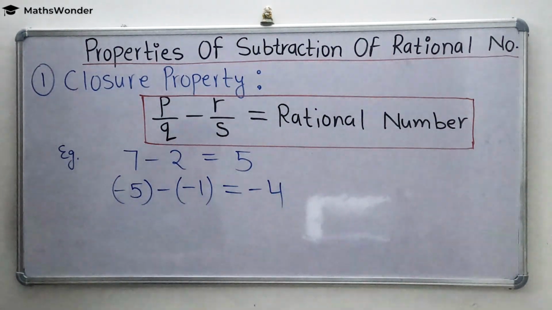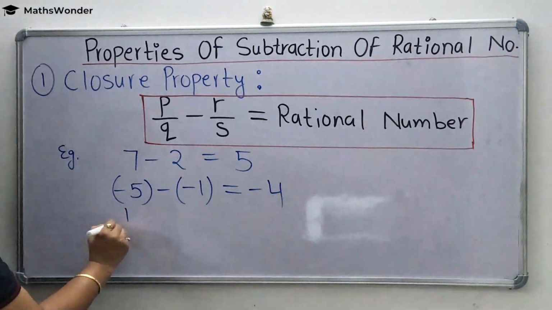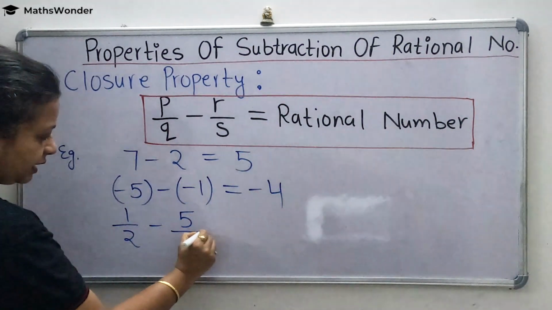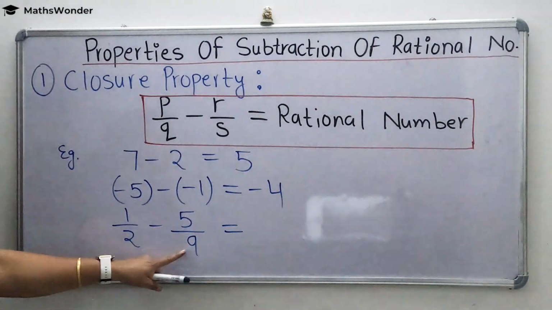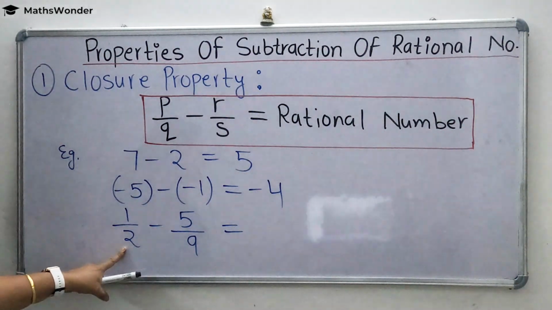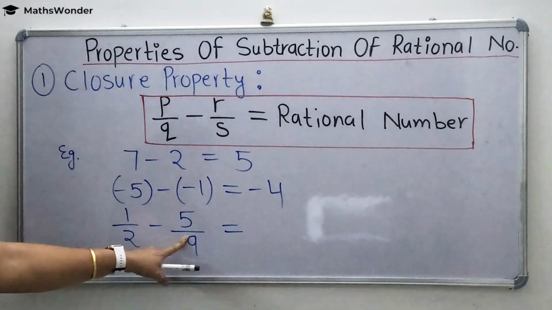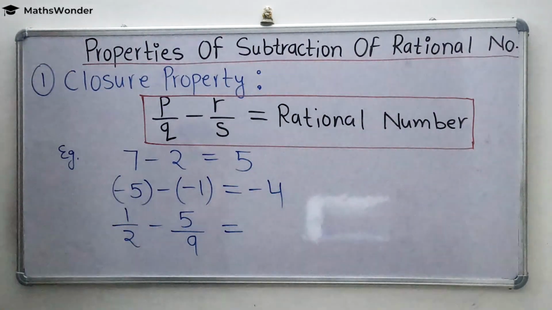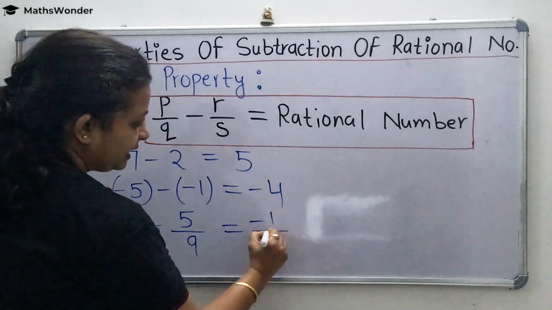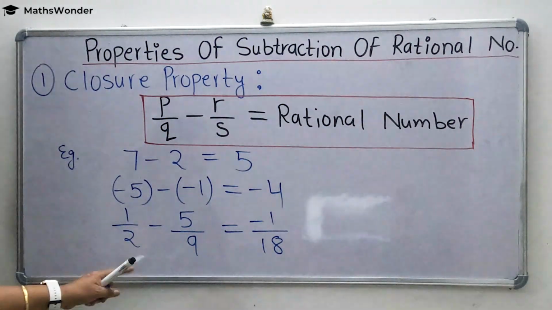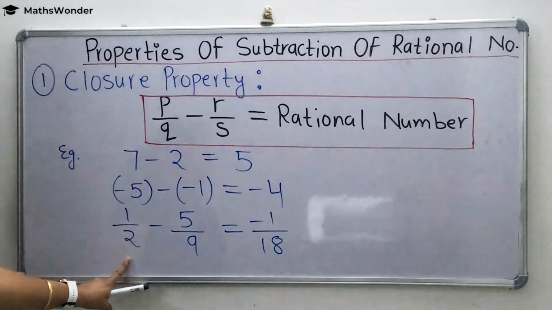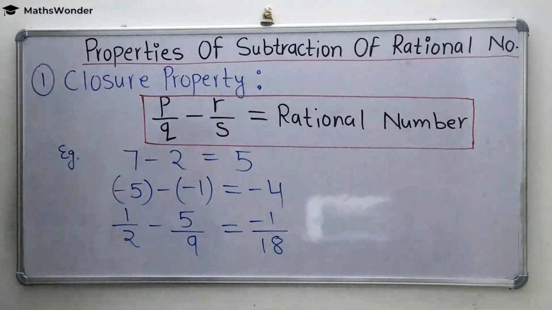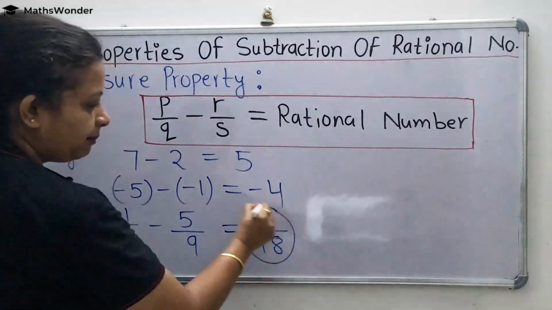Suppose we do the same thing with rational numbers. So 1 over 2 minus 5 over 9. See, both are rational numbers. This is a positive rational number, this is also a positive rational number. When you subtract, you will get negative 1 over 18. I am not going into the depth of the calculation because everyone knows how to subtract. So negative 1 over 18 is again a rational number.